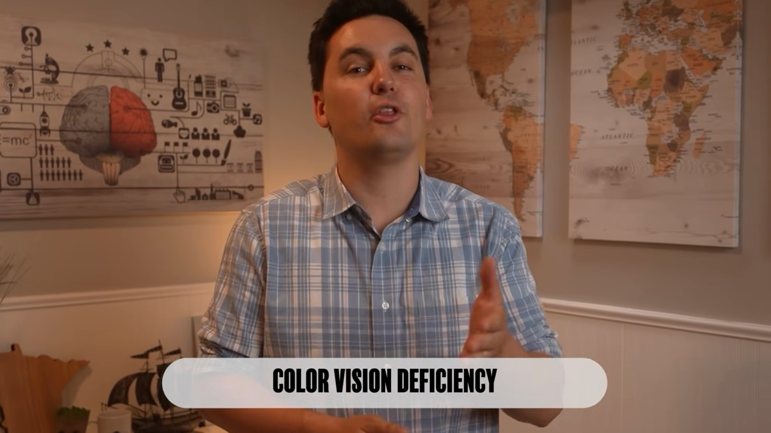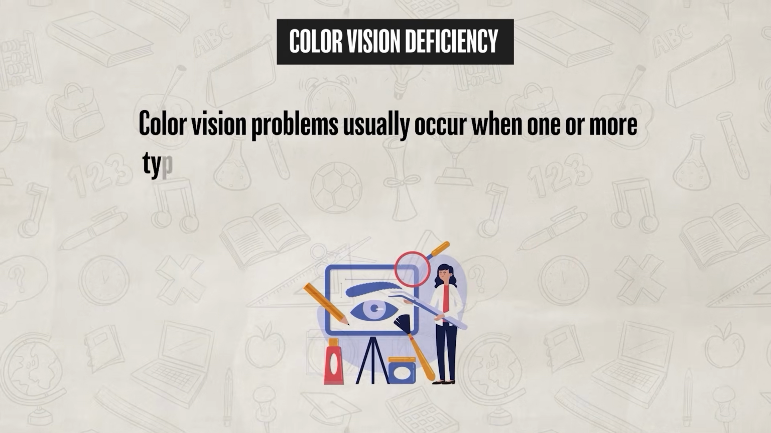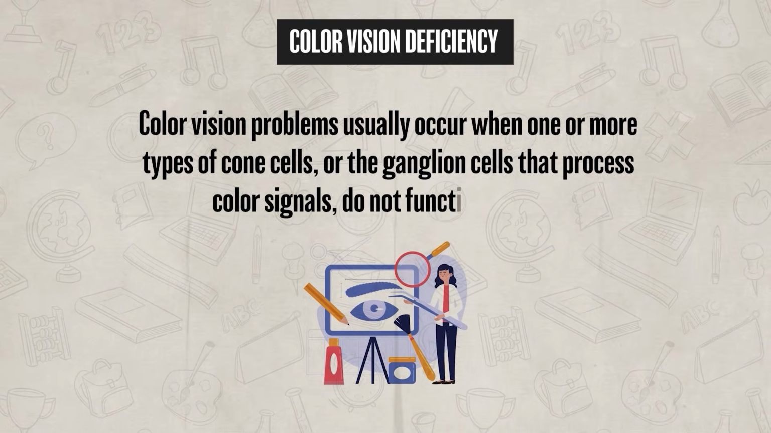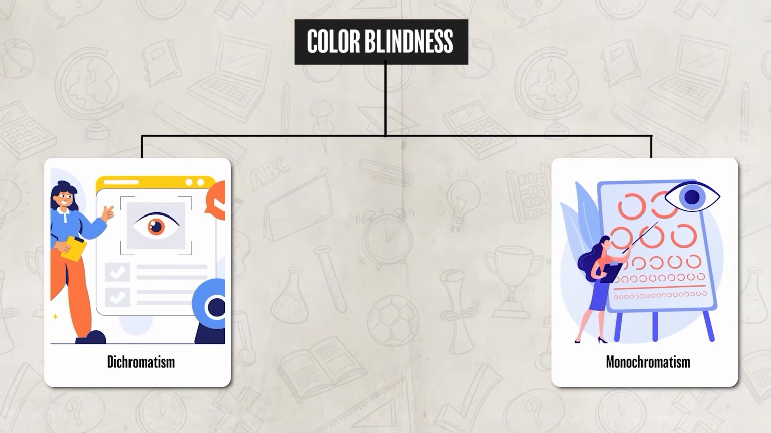Now, since we were talking about colors, we also have to talk about color vision deficiency. Color vision problems typically occur when one or more types of cone cells or the ganglion cells that process color signals don't function correctly. There are two types of color blindness that you want to be familiar with.